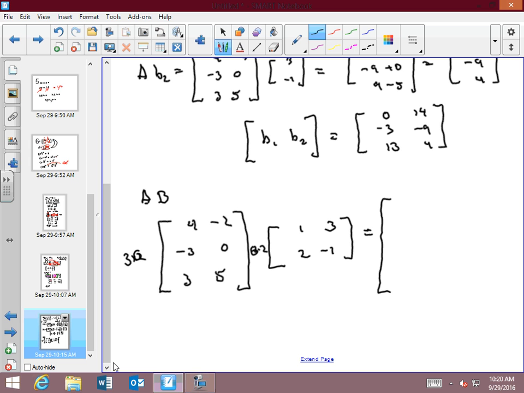So right up on the top left hand corner, it's going to be 4 minus 4. And the next one over is going to be 12 plus 2. And in the middle it's going to be minus 3 plus 0. And then it's going to be minus 9 plus 0. And it's going to be 3 plus 10. And then it's going to be 9 minus 5.